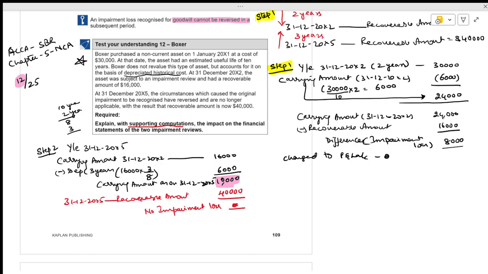Now, what happens? How many years have passed? 2 plus 3. How many years are there? 5 years. Now, how much can we reverse? That's very important. How much of the reversal can be carried forward? What is the carrying amount as per step 2?